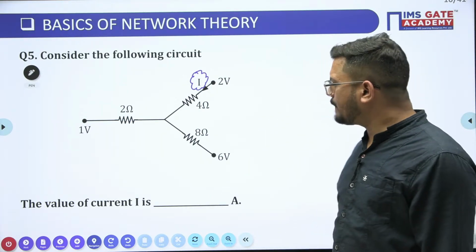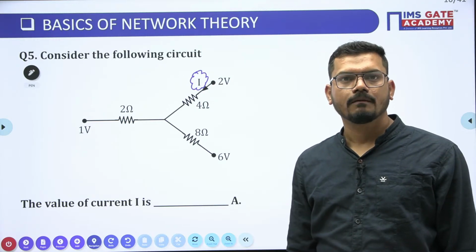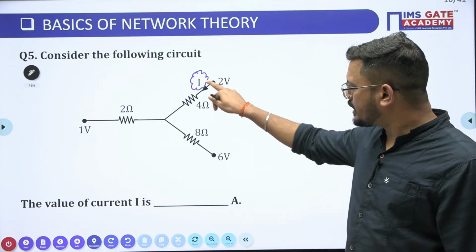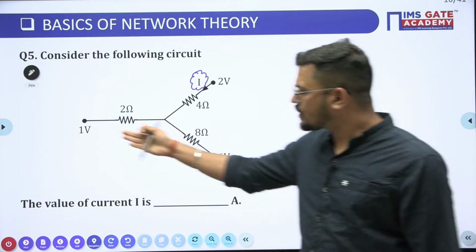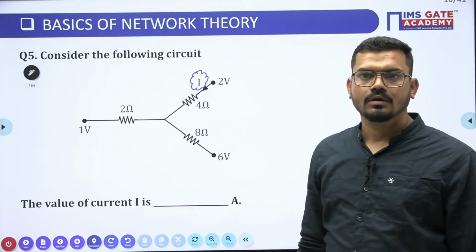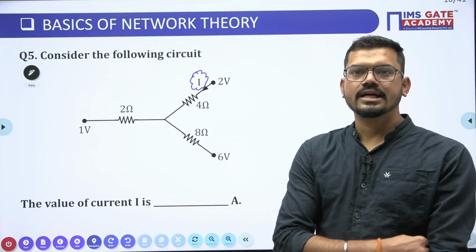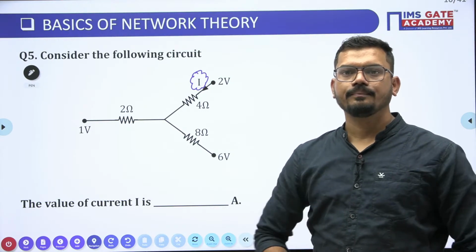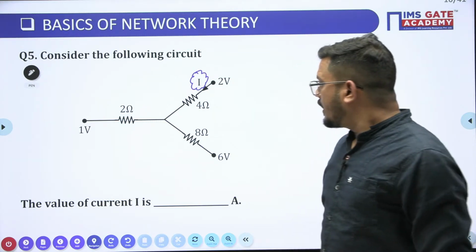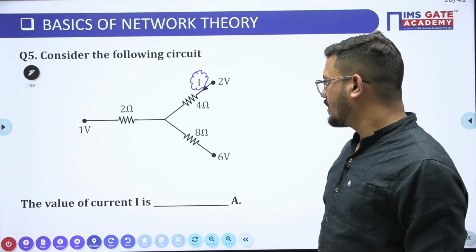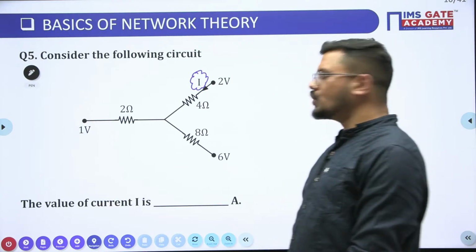It's a very simple and very good question, guys. You have to calculate this current, and you are given a 2 volt source here, a 6 volt source here, and a 1 volt source here. Okay, KVL. Krishna is saying KVL. Okay, Krishna. So by using KVL, how to find this value? Just tell me, please.